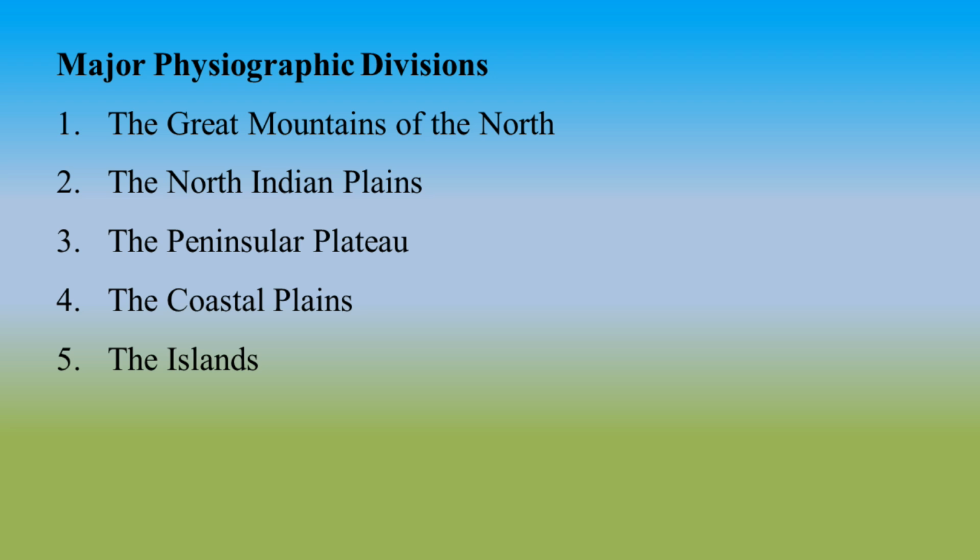Major physiographic divisions. India can be broadly divided into 5 physiographic regions: the Great Mountains of North, the North Indian Plains, the Peninsular Plateau, the Coastal Plain, and the Islands. Each of these regions has distinct features in terms of elevation, climate, and geology, which we will explore in more detail.